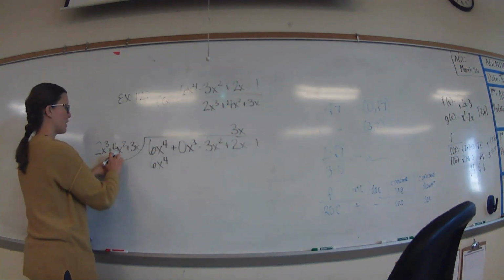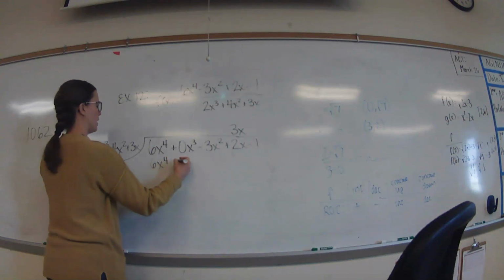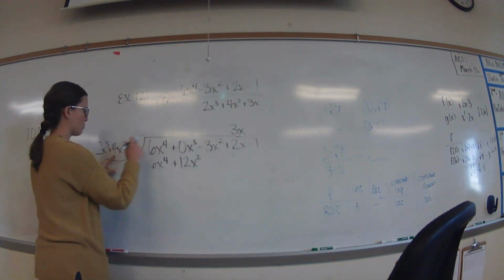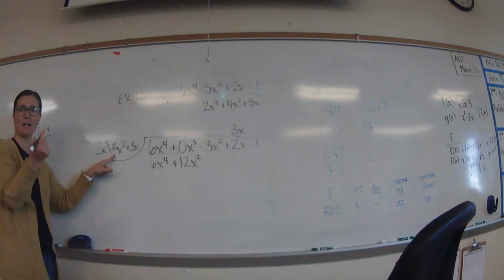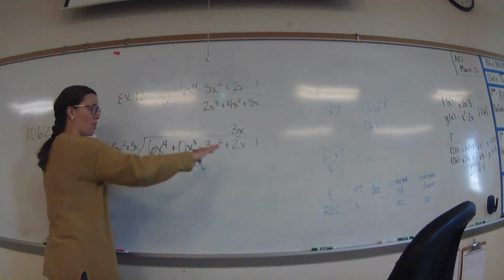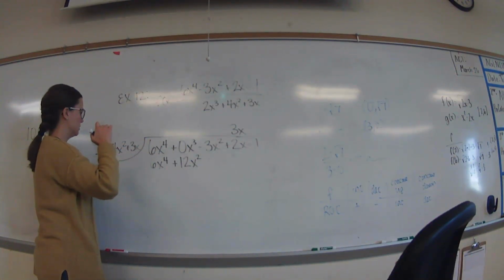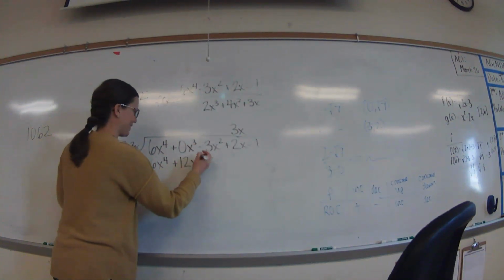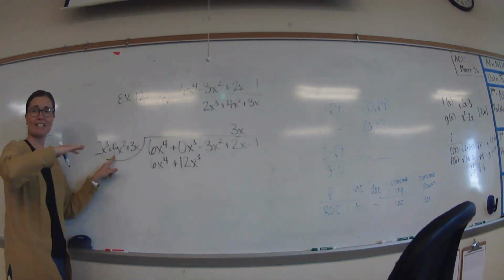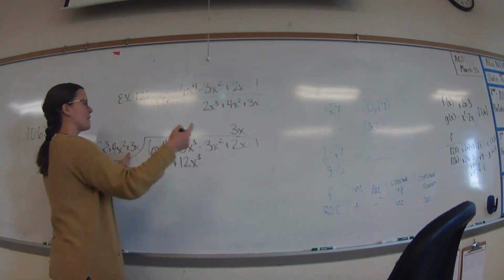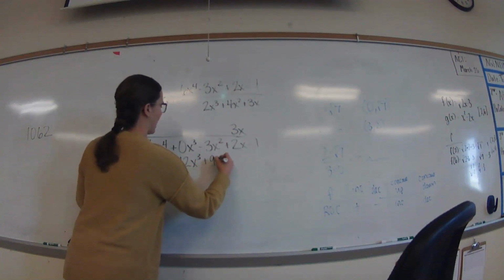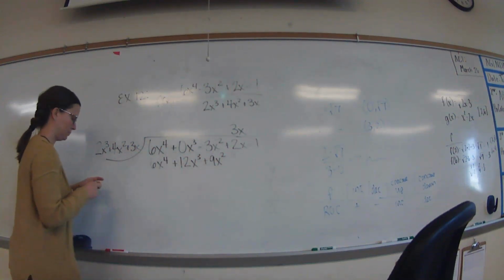3x times 4x squared, because it's got to get distributed, is going to give me plus 12x squared. There's the reason I needed to add an x squared term. If I didn't have that, it'd be all messed up. And then I've got 3x times 3x, which will give me plus 9x squared.